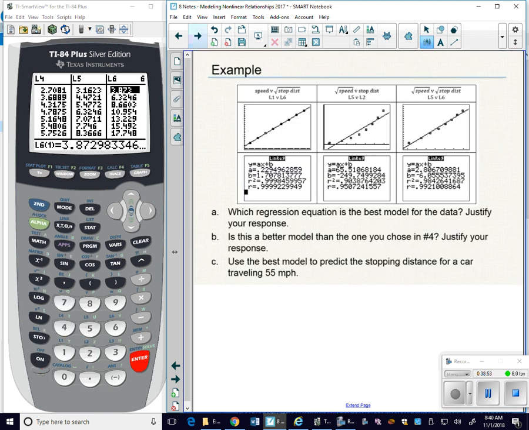Okay. So now if you look at the data, this is now using the square root transformations. And we've done least squares regression on each of these. If you look at that very first relationship, this is the speed versus the square root of the stopping distance. You can see an almost perfect linear relationship. And if you look at your r and your r squared, you'll see that this transformation results in a linear relationship that is even more perfect than the last one we came up with. So it says, which regression equation is the best model for the data, and justify your response.